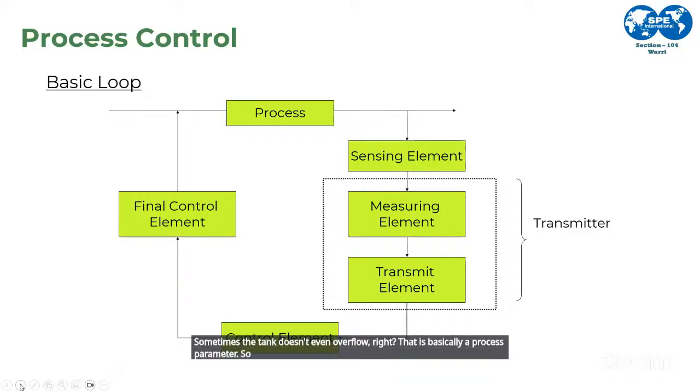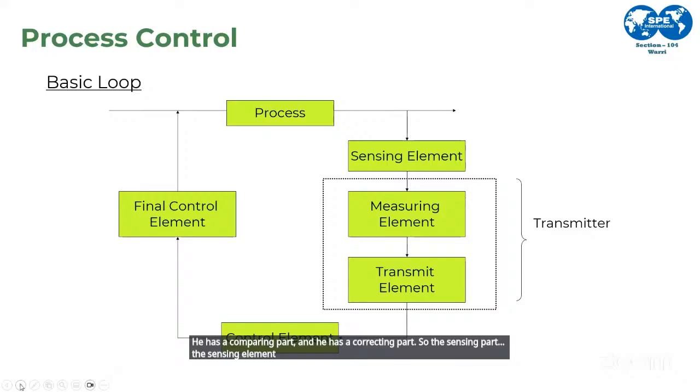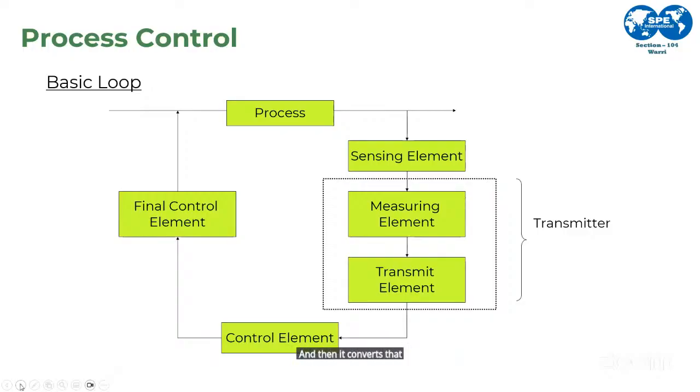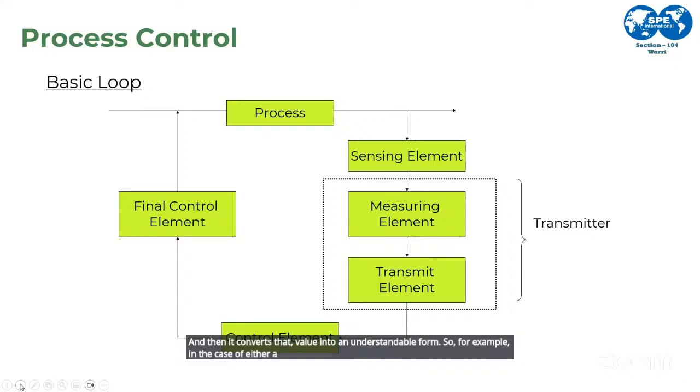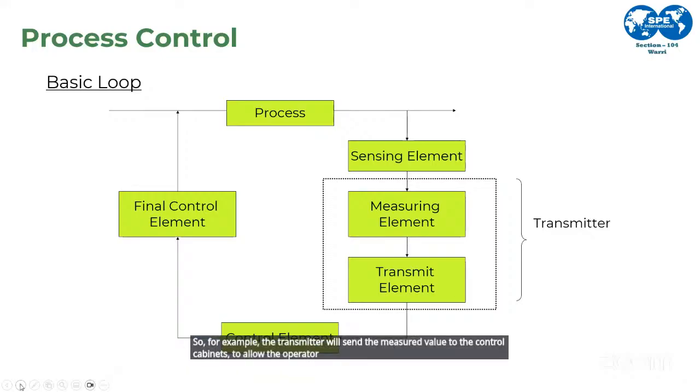So for example, there are three levels of control. Basically, it has a sensing part, it has a comparing part, and it has a correcting part. So the sensing element, for example, basically measures to ascertain a process variable. So for example, like I mentioned, what we want to measure is pressure. So it measures that process variable, and then it converts that value into an understandable form. So for example, a thermocouple or an orifice plate or a transmitter, right, is an example of a sensing element. The transmitter will send the measured value to the control cabinets, to allow the operator to be able to control and monitor the process.